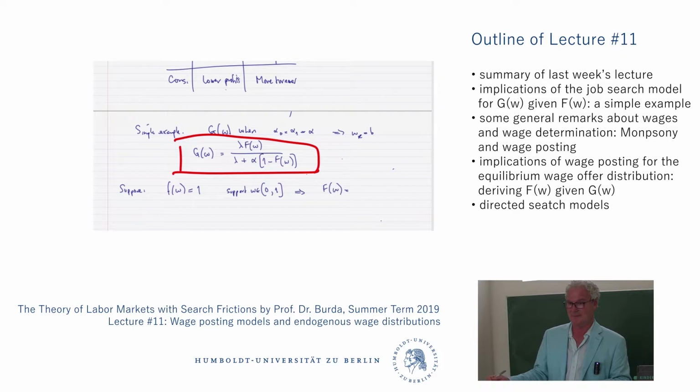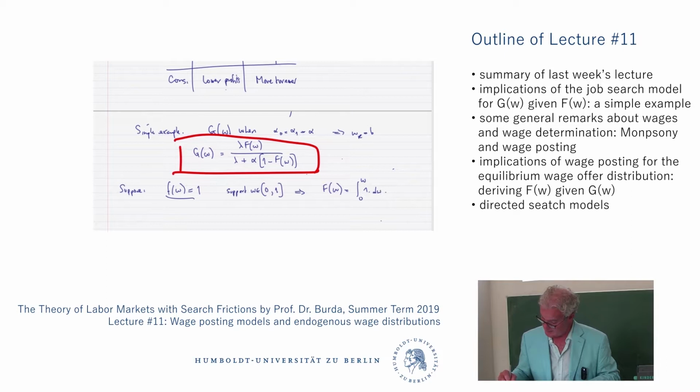F is the integral from 0 to w, and this is a constant. It's 1. So we'll write it out: the integral from 0 to w of 1 times dF, which is F, dw, equals w. Okay, so it's a linear cumulative distribution. I'm doing this just to make it easy. So make it even easier to start.